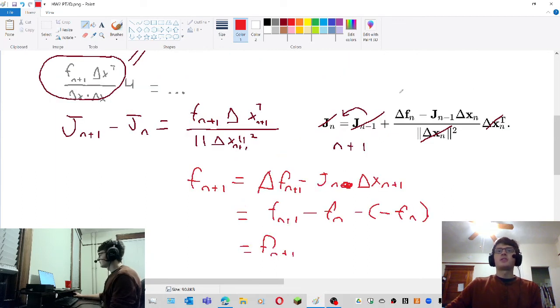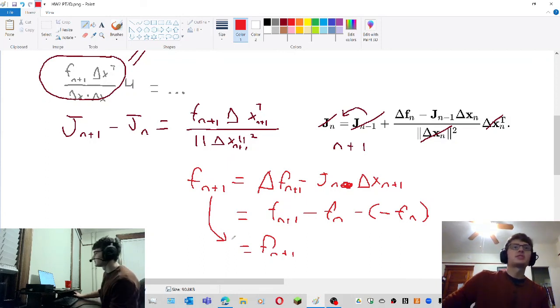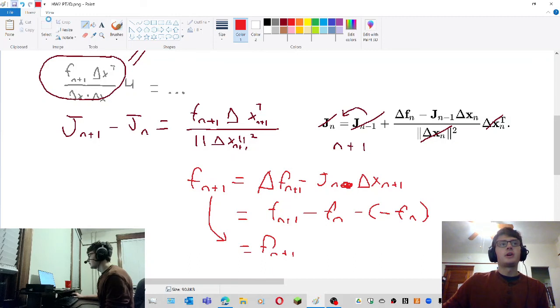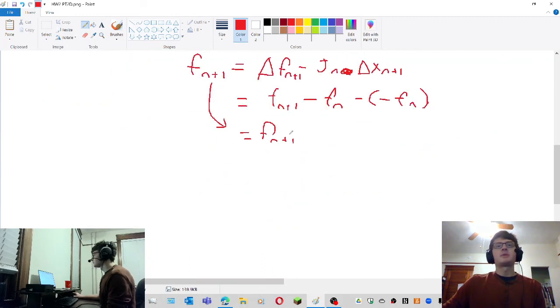So now all of a sudden, the way Wikipedia ended up writing Broyden's method makes perfect sense once I evaluate it, because I've just proven that f_{n+1} equals f_{n+1}. Or the function evaluated at n plus 1 is just equivalent to itself. So let me move that up just to make sure it's clear.